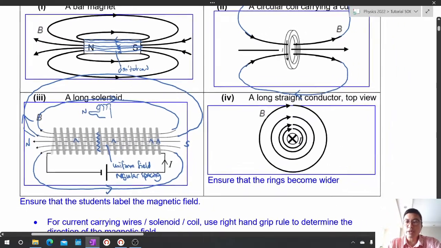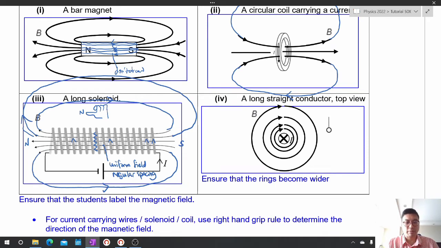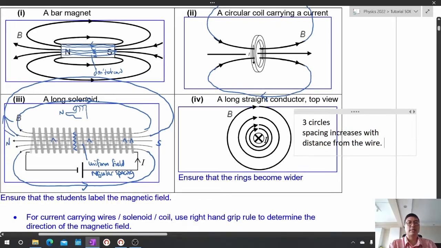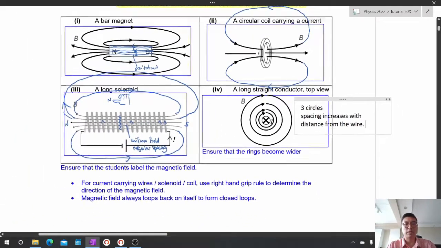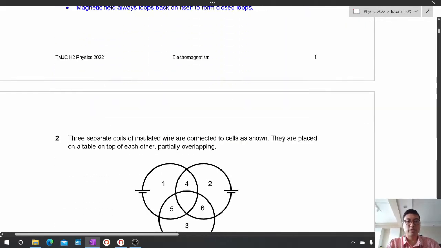Now for a long straight conductor, top view, the right hand grip rule is once again used to determine the direction of the magnetic flux. Now please note that you must draw at least 3 circles which are concentric, and the spacing increases with distance from the wire. So it's a good idea to bring along a compass set in order to draw these diagrams. Okay. Now let's move on to question 2.